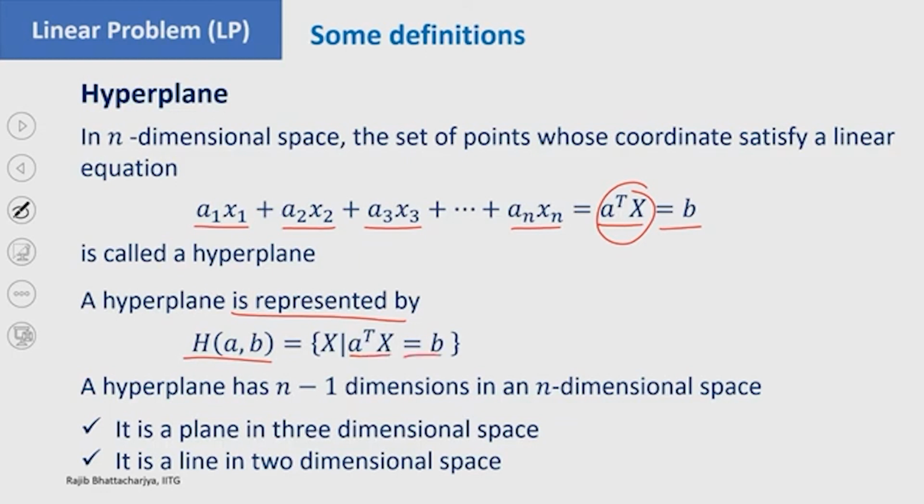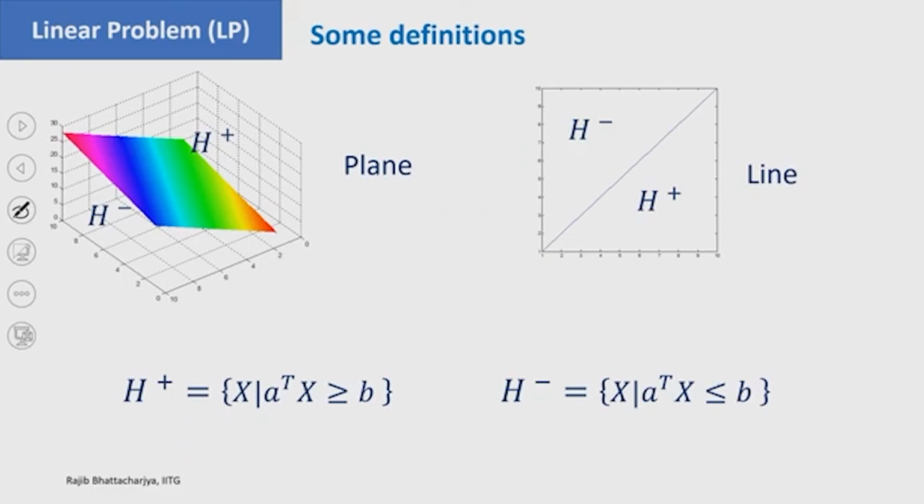A hyperplane has n minus 1 dimension, where n is the number of variables. Okay. So, a hyperplane has n minus 1 dimension in an n dimensional space. That means it is a plane in 3 dimensional space, and it is a line in 2 dimensional space. Okay. So, this is your hyperplane.